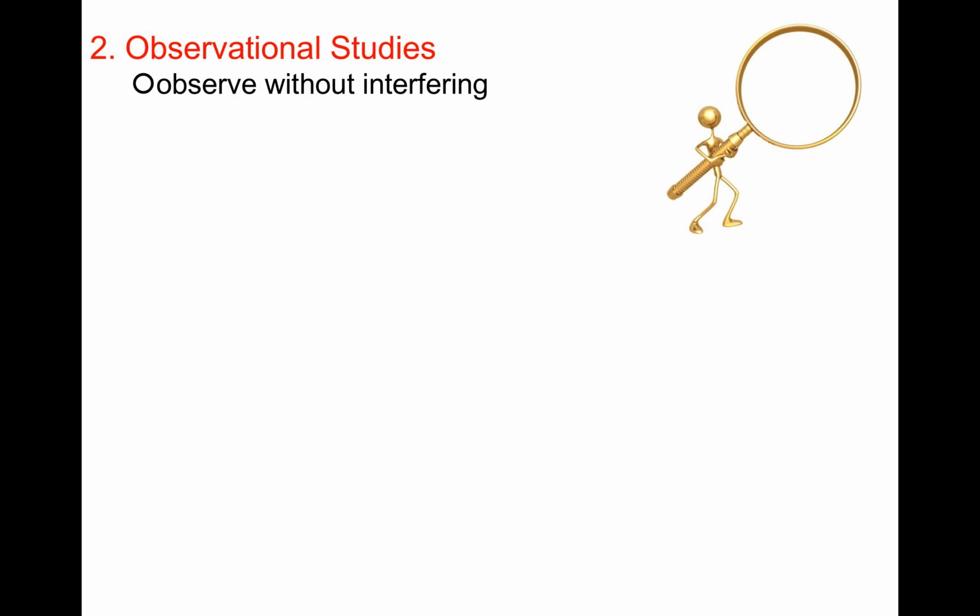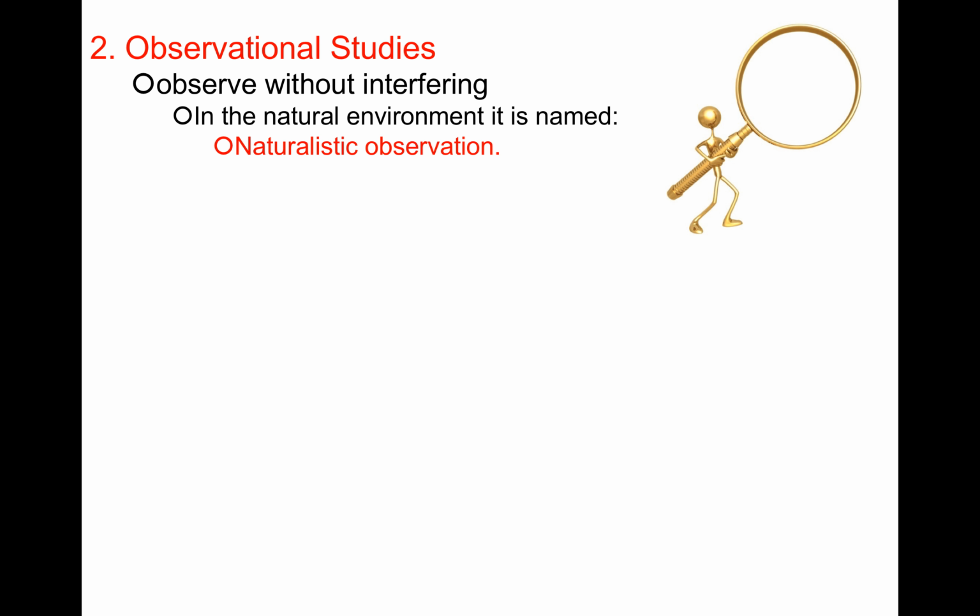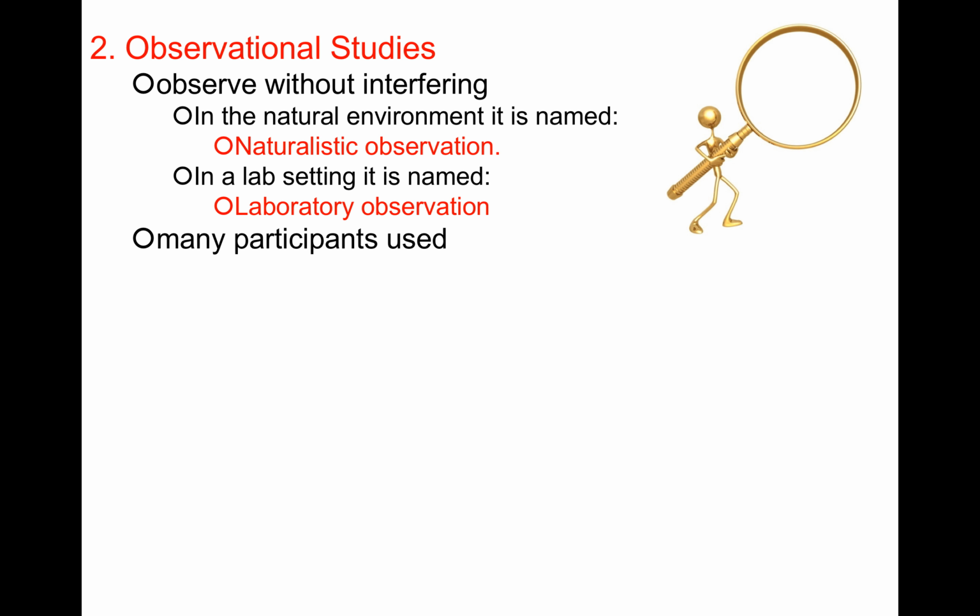The next type of study that's descriptive is called observational. And once again, this doesn't mean just kind of casual observation. Instead, you observe without interfering or changing the behavior of the participants. In the natural environment, this kind of observational study is called naturalistic observation. In a lab setting, it's named a laboratory observation. It's important to understand that a laboratory is simply any highly controlled environment. So a classroom that's well controlled might serve as a lab.